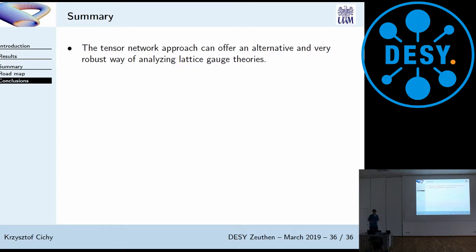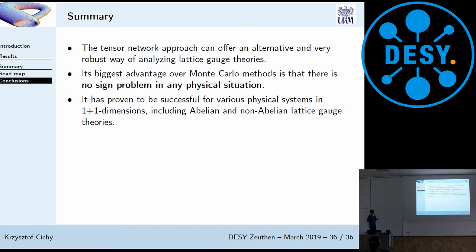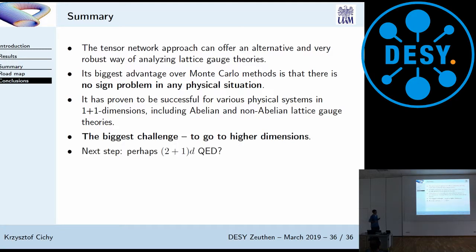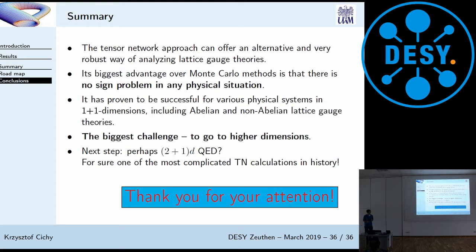You see that the tensor network methods can offer an alternative approach to lattice gauge theories to obtain very precise results, and in particular to overcome the sign problem of Monte Carlo simulations. We have applied this to 1+1 dimensional systems, including the abelian and non-abelian case. The biggest challenge is definitely to go to higher dimensions. One next step could, for example, be 2+1 dimensional quantum electrodynamics, which would for sure be one of the most complicated tensor network calculations in history. Okay, thank you for your attention.